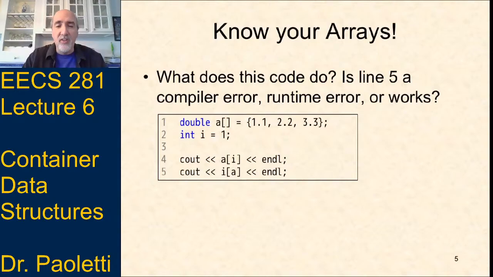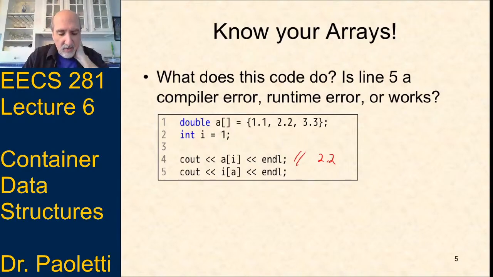All right, here's a question. Simple seeming question, super simple question. I've got a 4-line program. I want to know what line 5 does. So I've got an array of doubles. I've got an integer index. And up till there, we're fine. Lines 1 and 2 are fine. 3 is blank. 4 is fine. So 4 just says print out a sub i. I would expect to see 2.2 displayed.